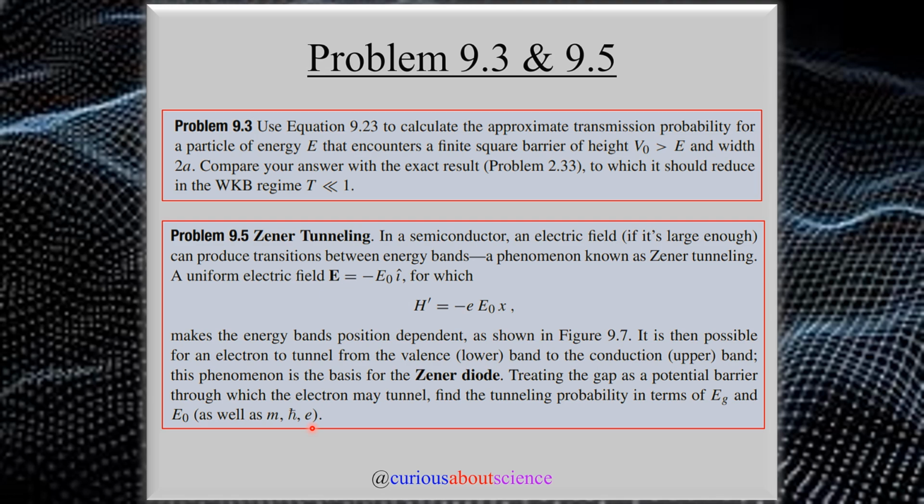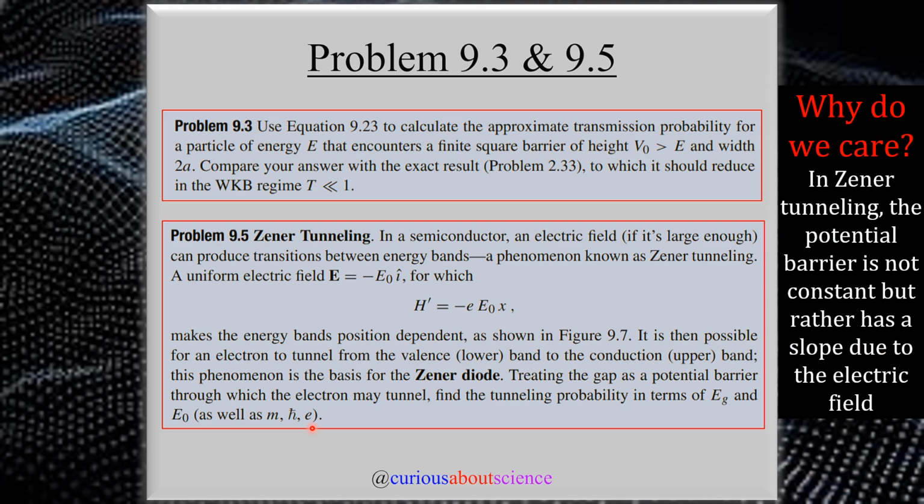And this is why we want to take a look at what this method is and why we care. Clearly, in Zener tunneling, the potential barrier is not constant, but rather has a slope due to the electric field. And this is what makes the WKB method particularly effective in calculating the tunnel probabilities, because the potential varies gradually with position. As such, here we have the case where it's a sloped energy barrier in the Zener tunneling.